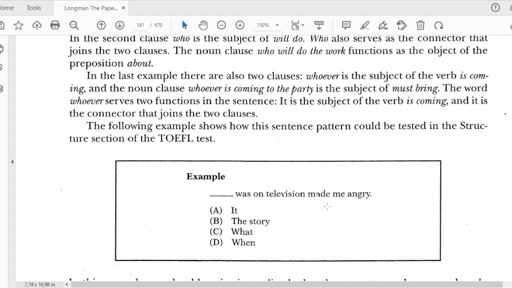In the last example, there are also two clauses. Whatsoever is the subject of the verb is coming, and the noun clause whosoever is coming to the party is the subject of must bring. The word whatsoever serves two functions in this sentence. It is the subject of the verb is coming and is the connector.